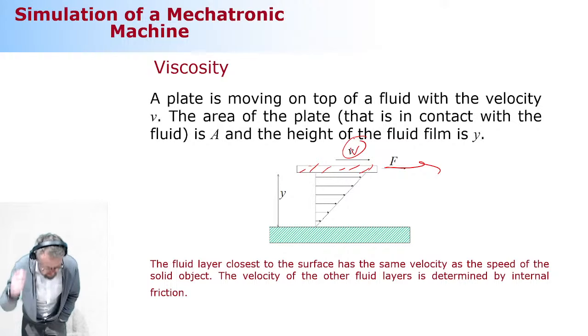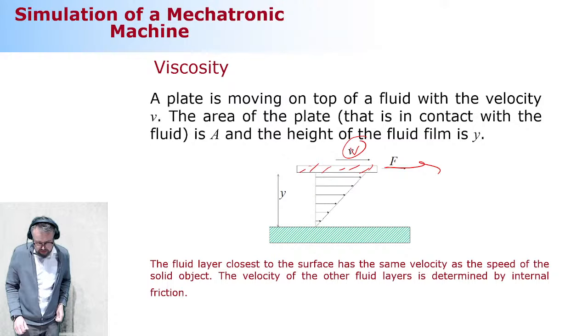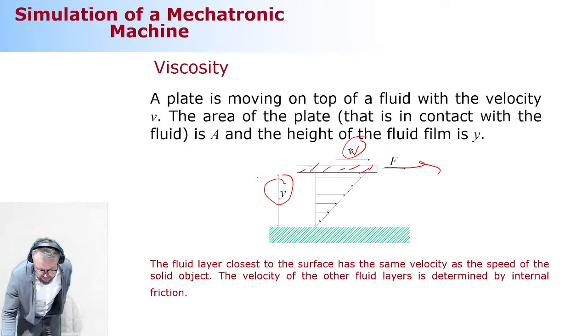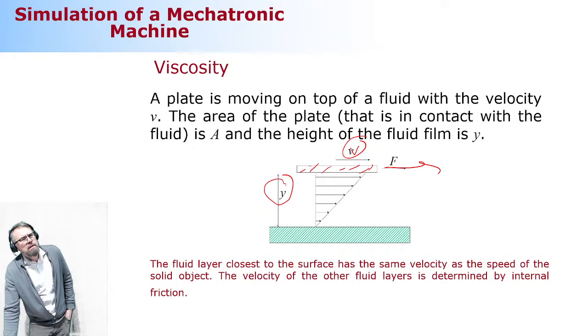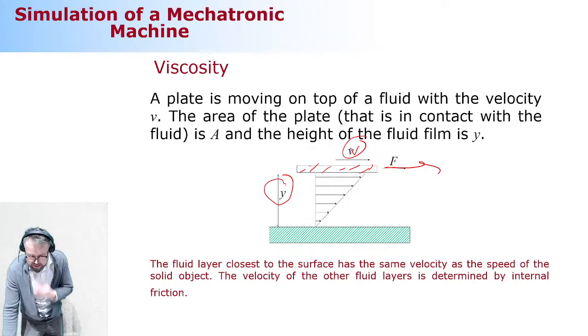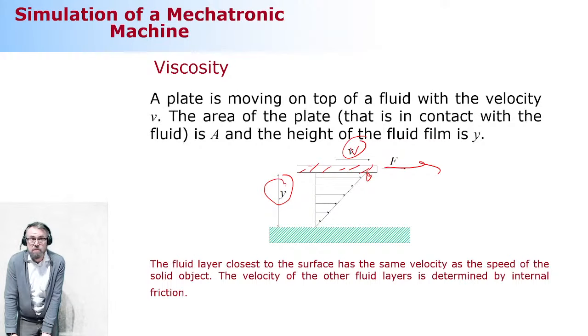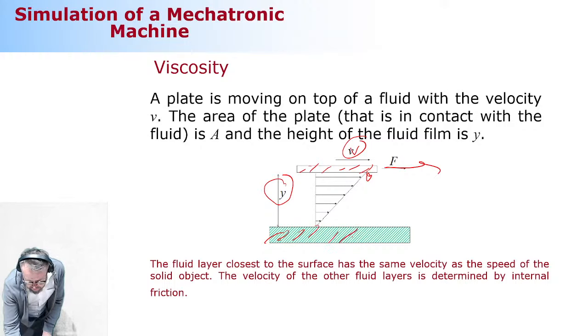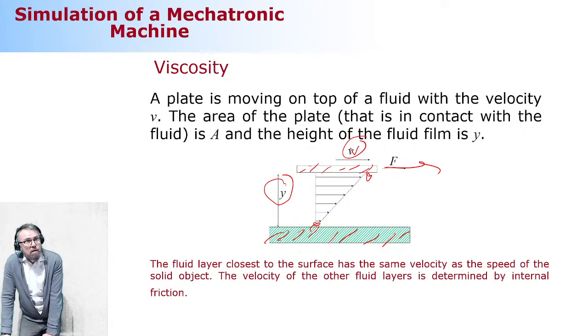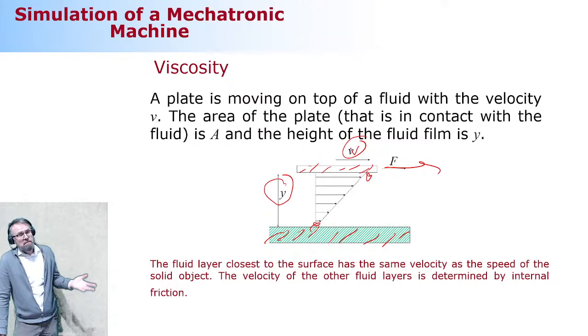And the height of the fluid film is defined by the Y coordinate here. So Y is telling me how much fluid I have here. I need a certain amount of force because the particles next to the plate will have the same velocity as the plate, all right? Whereas the particles next to the ground, which is standing still, not moving anywhere, have velocity zero. And the rest of the particles have the velocity profile roughly linearly distributed.